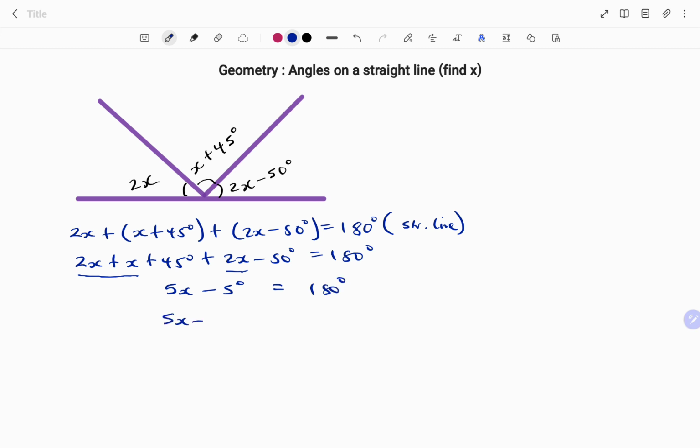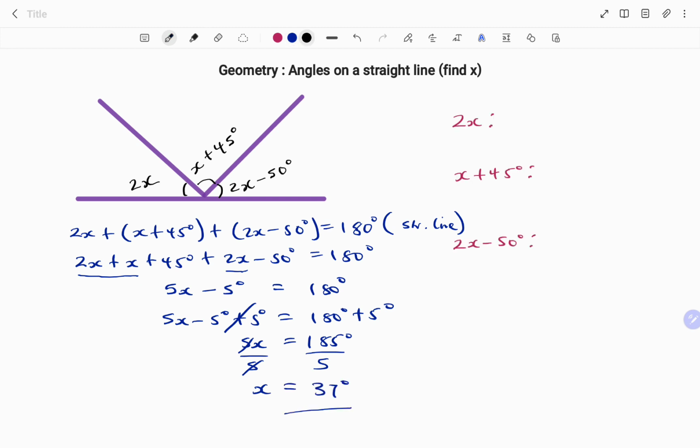Using the balance method, I'm going to get rid of my 5 by moving it to the other side. So that means I'm adding 5 degrees to both sides. This cancels. I'm left with 5x equals 185. And dividing both sides by 5 to find my x, I have x equals 37 degrees. The first angle, I have 2x, and I know that my x is 37 degrees. So I'm going to multiply 2 by 37, and that will give me 74 degrees.